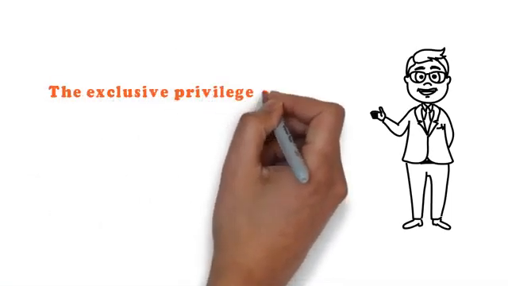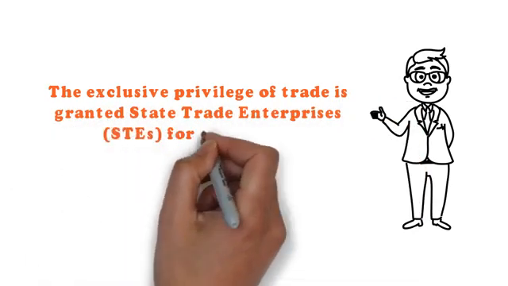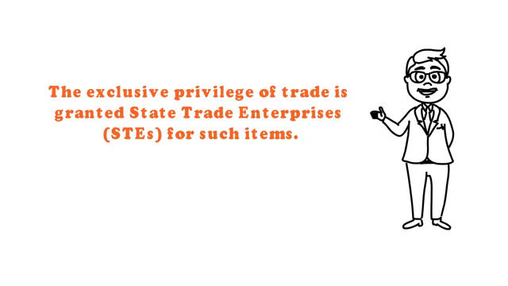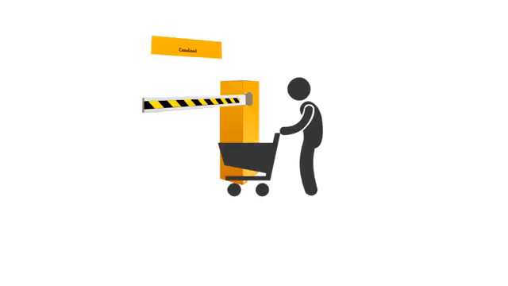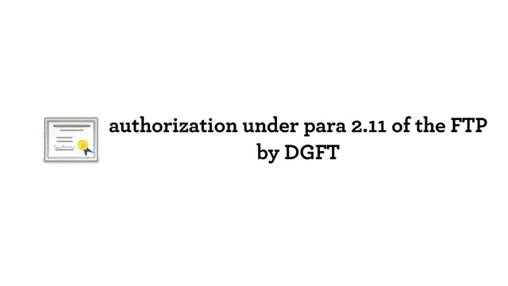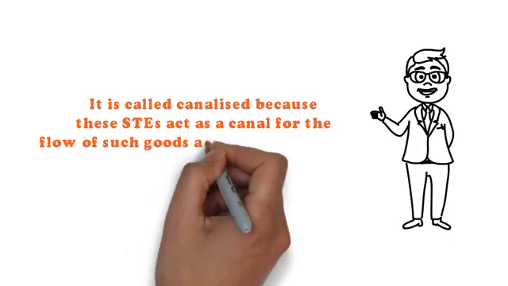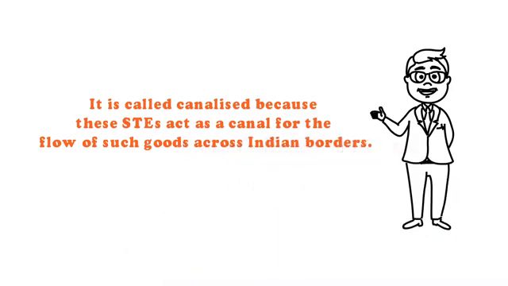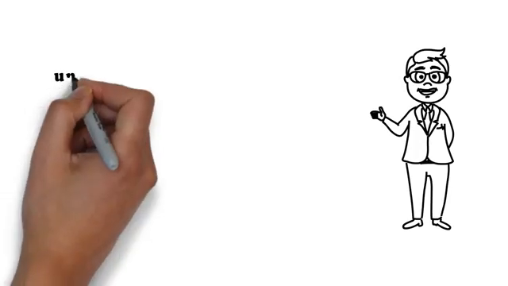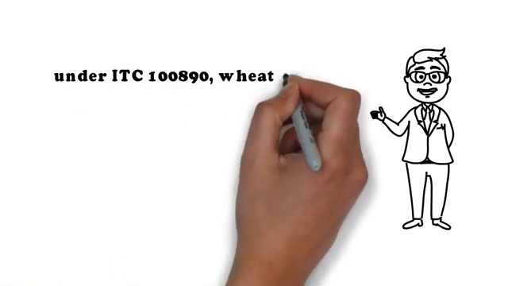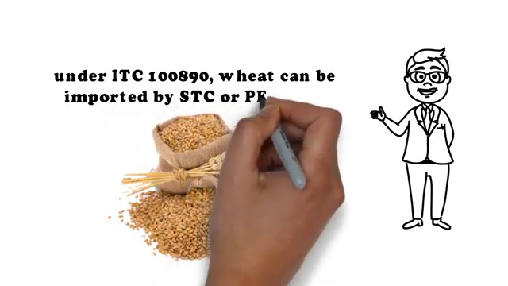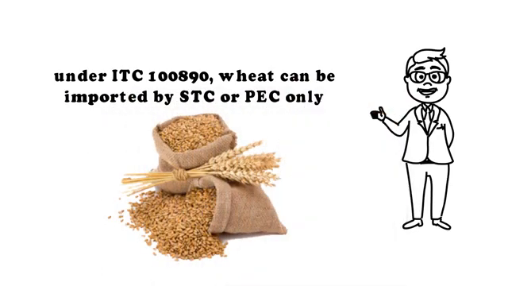Canalized. The exclusive privilege of trade is granted to state trade enterprises, STEs, for such items. Private individuals are not allowed to trade these items except if DGFT grants an authorization under para 2.11 of the FTP. It is called canalized because these STEs act as a canal for the flow of such goods across Indian borders. As an example, under ITC 100890, wheat can be imported by STC or PEC only.